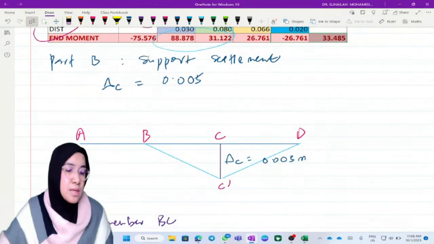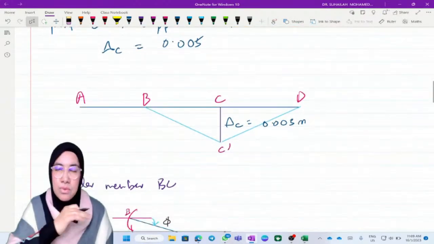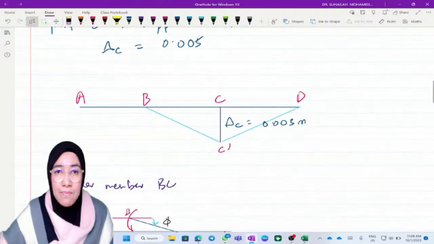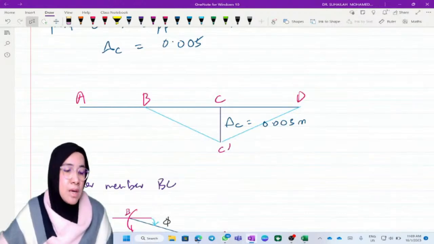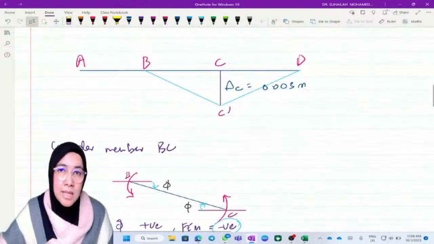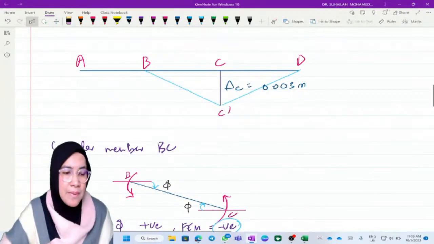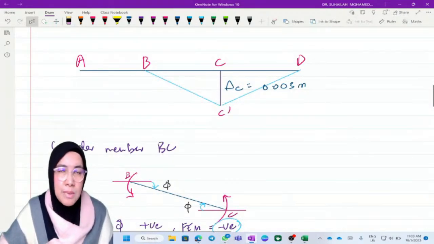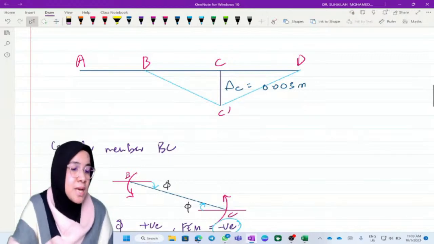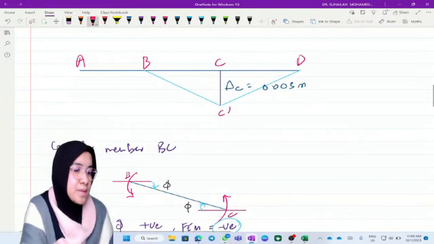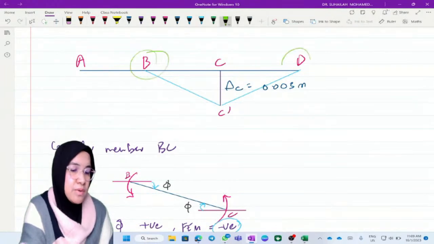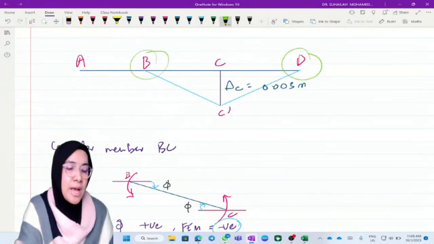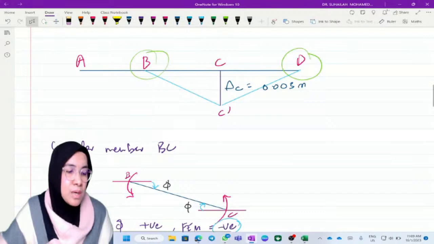So just don't do it like this. Draw one line representing the beam, and draw where the settlement occurs. It occurs at C. So for C, we have a new position, C prime. B remains at the same position, D remains at the same position. So we have to join B to C prime and C prime to D.